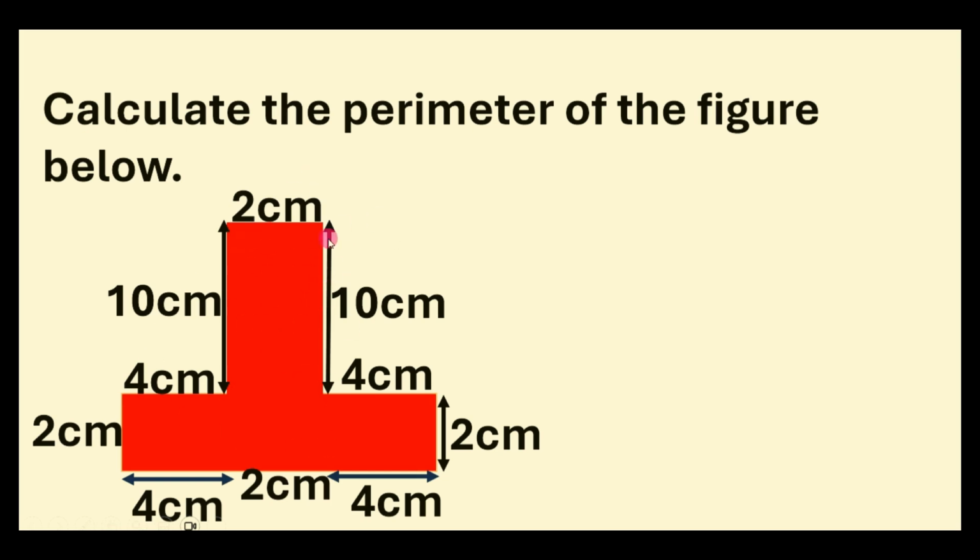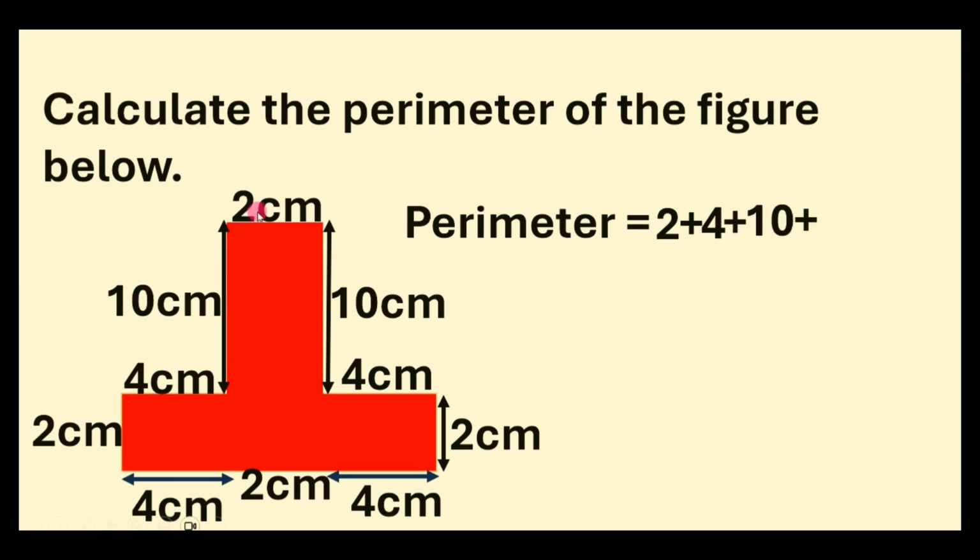The next thing to do is to find the total of the lengths. So let's begin from these two. Perimeter now equals 2 plus 2, plus 4 here, plus 10, plus 2, plus this 10, plus 4, plus 2, plus 4, which is this, then plus 2, then plus 4.